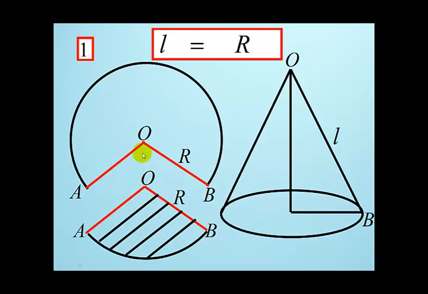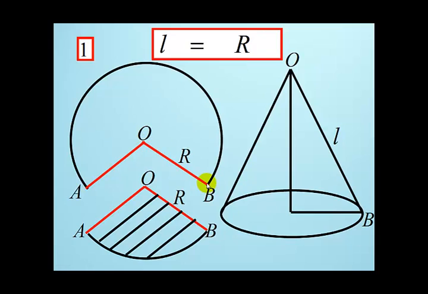Similarly, when we consider the major sector and bring edge OA and OB together, we also form a cone, but that is a cone developed from the major sector. Now there is one thing you have to take note of here: when cones are developed from a sector, the length of the arc of the sector is equal to the radius of the circle. That is the slant height. I repeat, take note of this. L is equal to R. L is the slant height of the cone you are forming, and R is the radius of the circle from which the cone was formed.